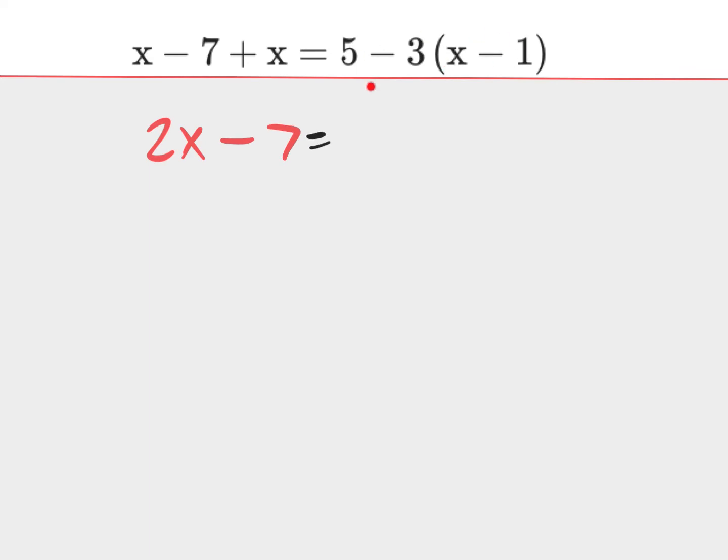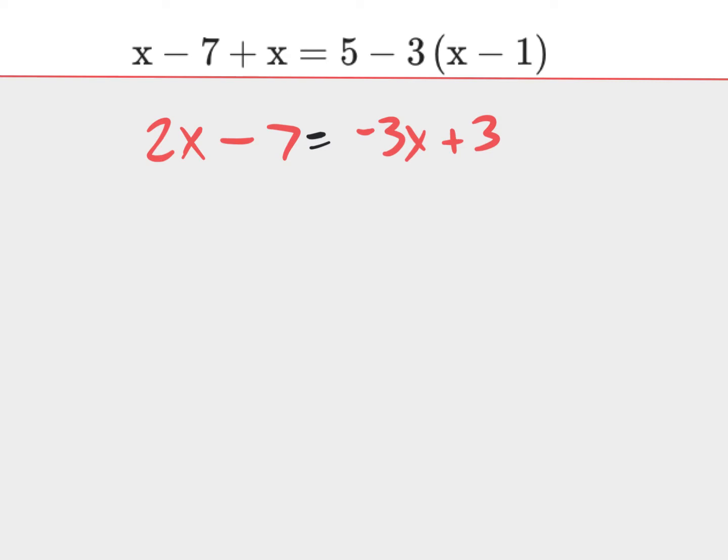And over here on the right side, do not do 5 take away 3. That's incorrect. So you can't do the 5 take away 3. We must distribute, must multiply before subtracting. So don't do 5 take away 3, but distribute the -3. -3 times x is a -3x. And then -3 times -1, that's a +3.